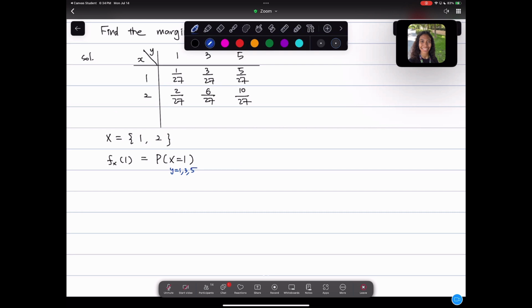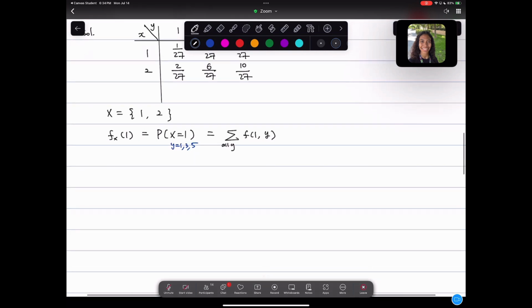So you have all these probabilities. I want to get the probability f of x is 1, that's fixed, but your y value can be 1 or 3 or 5. So let's get all the y values. In this case, I'm getting f of 1, 1, f of 1, 3, and plus f of 1, 5. So the y's are adding up.